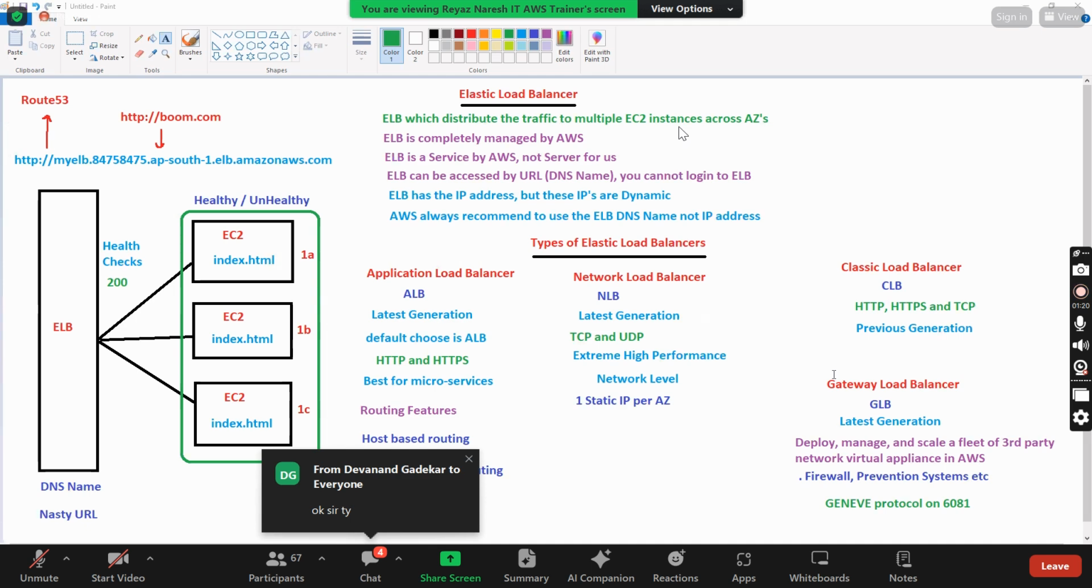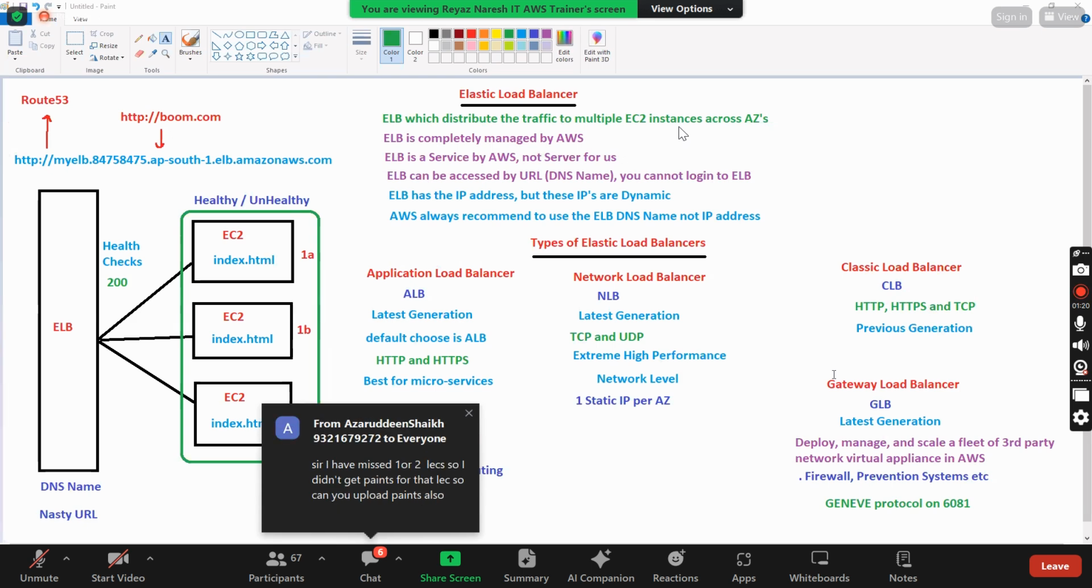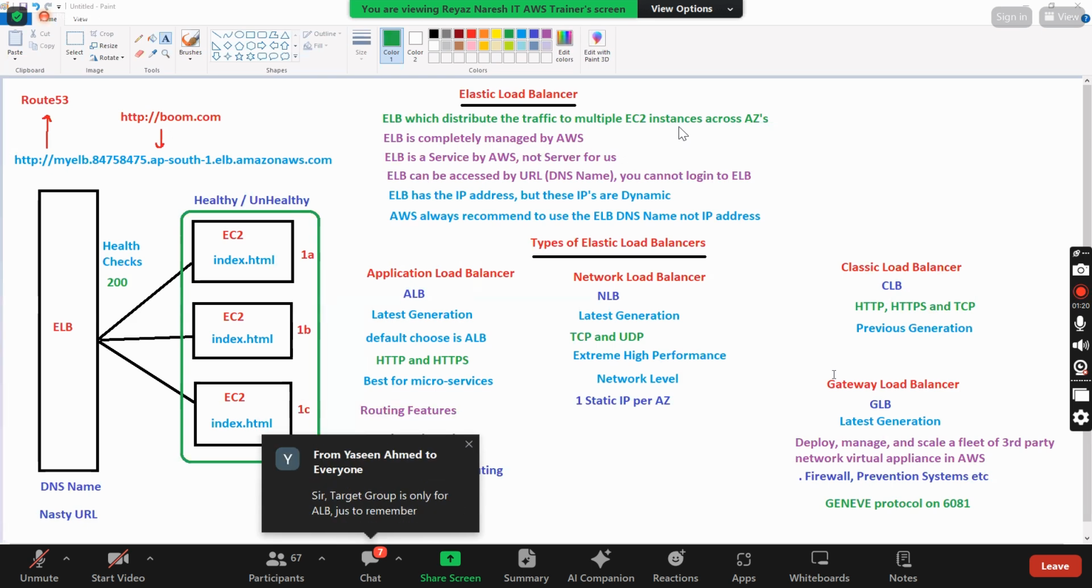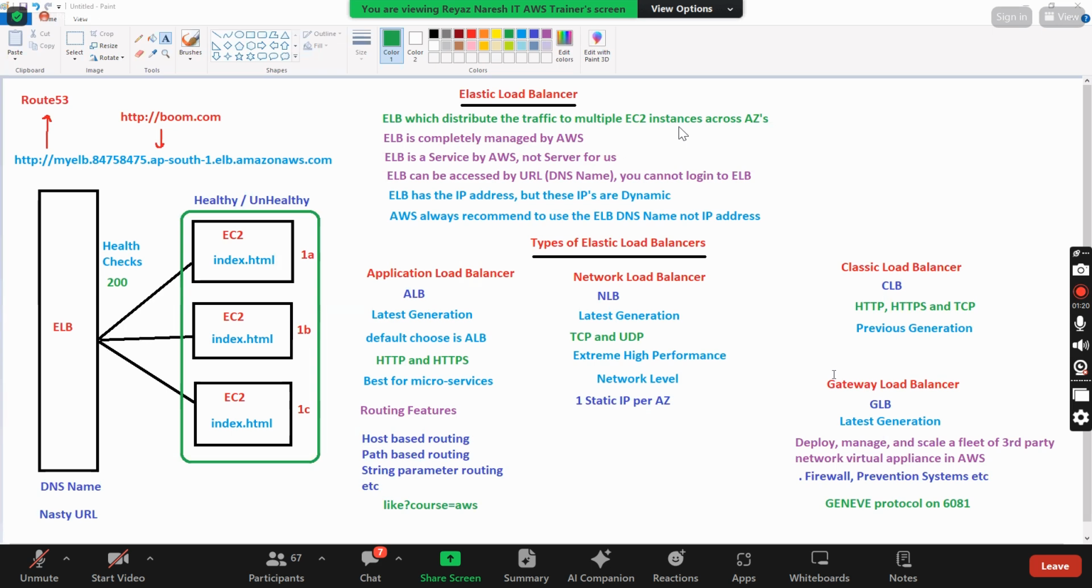Okay, good. Target groups are not only for the application load balancer. Target groups are also for your network load balancer. It will also work. It's very common. Okay, great.